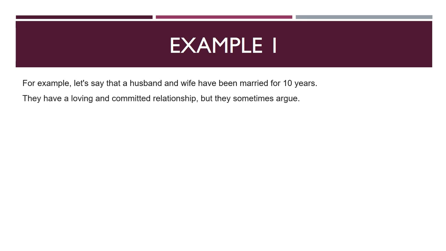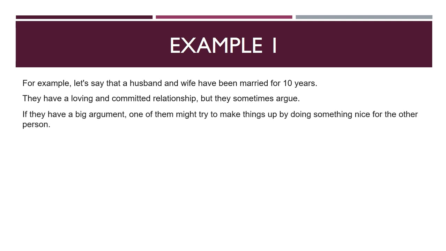And it is also obvious that they have a loving and committed relationship, but they sometimes argue, which is obvious in any relationship. Maybe the relationship of a father or a mother, or father and son, or mother and son, maybe husband and wife, maybe brother and sister, maybe two friends. If they have a long-term relationship, there must be some arguments. And if they have a big argument, one of them might try to make things up by doing something nice for the other person.